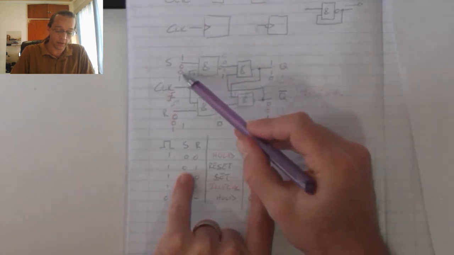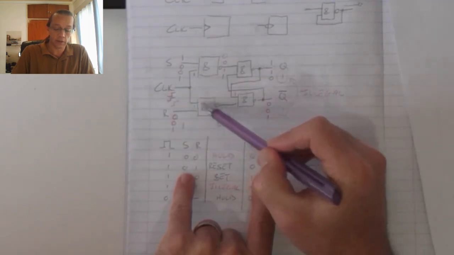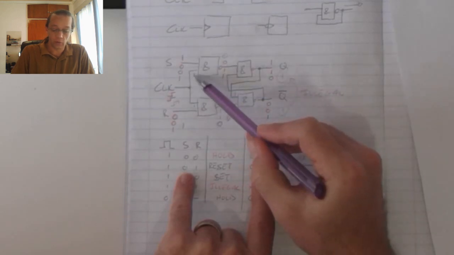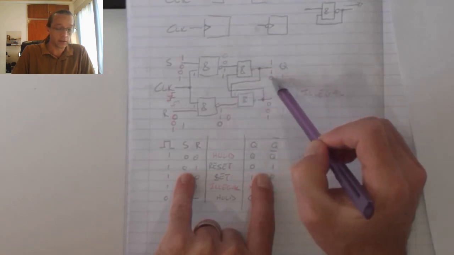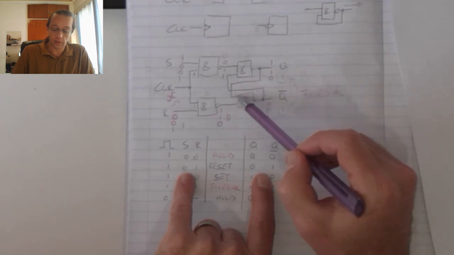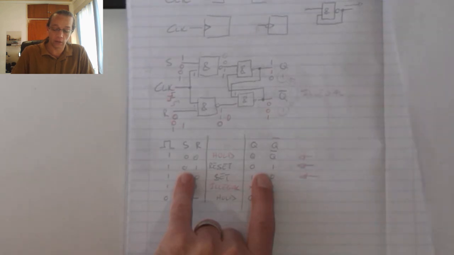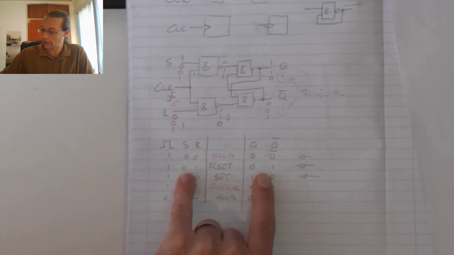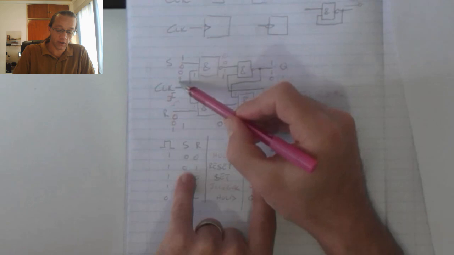Third scenario, when I go into the reset state, for that to occur, S has to become 0 and R has to become a 1. These 2 1s cause this to become a 0. This 0 and this 1 causes this to become a 1. That 1 and that 0 causes this to be a 0. And that 0 and this 0 causes this one to be a 1, forcing S to be equal to Q and R to be equal to not Q, which is my reset state over there.